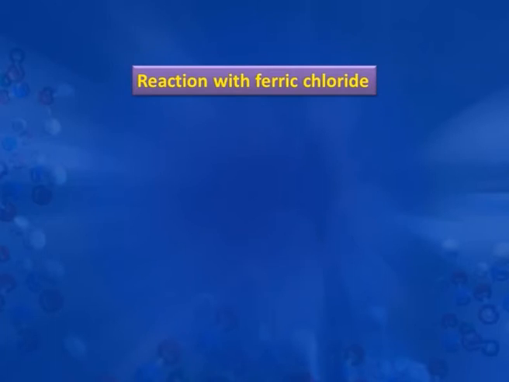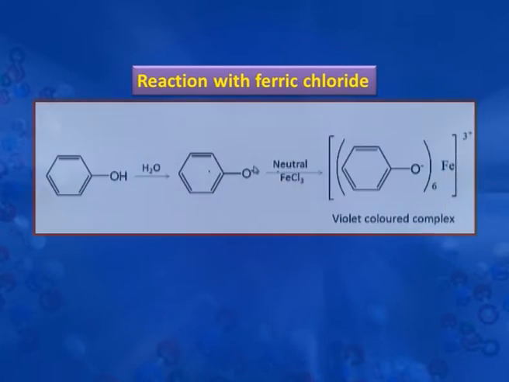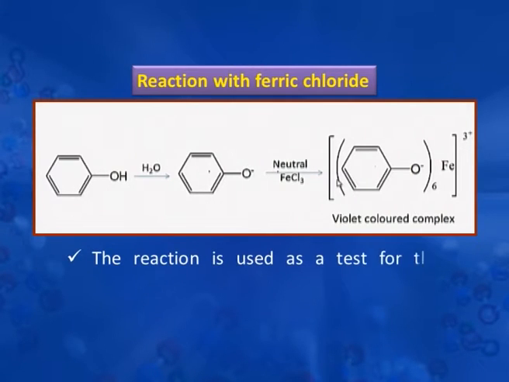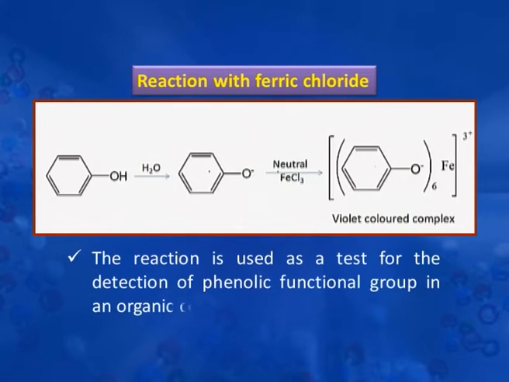Now, the reaction of phenol with ferric chloride. When phenol reacts with ferric chloride, it forms a violet colored complex, and this reaction is used as a test for the detection of the phenolic functional group in organic compounds. So, with this we have discussed all the properties of phenol where phenol acts as an acid, or where the acidic oxygen-hydrogen bond in phenol is broken to generate a product.